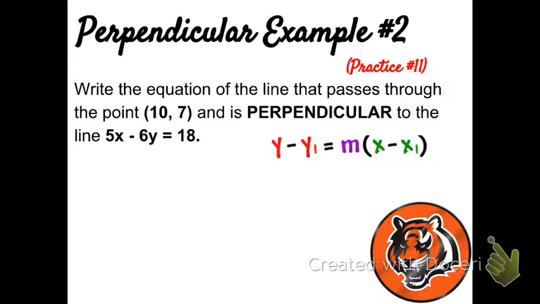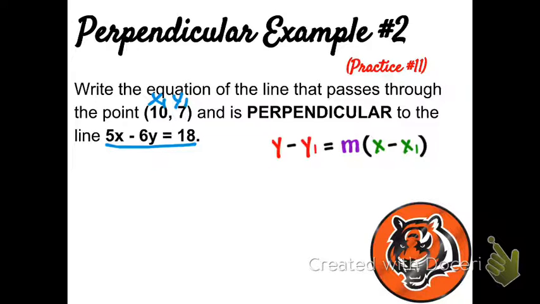So here I want to write an equation that passes through this point, (10, 7). So this is my x1 and my y1, and is perpendicular to this line. Now to use the point-slope formula, I just need to know a point and the slope. But to find that slope, I need to first put this equation here into slope-intercept form.